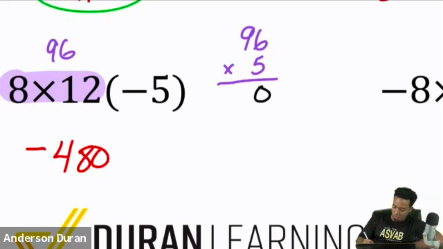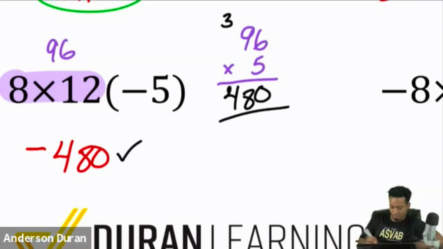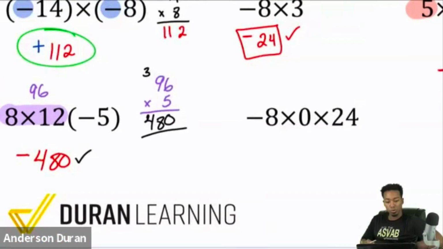6 times 5 gives you 30. 9 times 5 is 45. Add the 3, gives you 48. Negative 480. And so I'll zoom out so I can leave you with that so you can keep writing down if you want to. But let's take a look at this last one here.